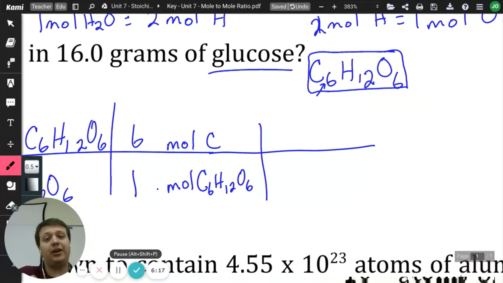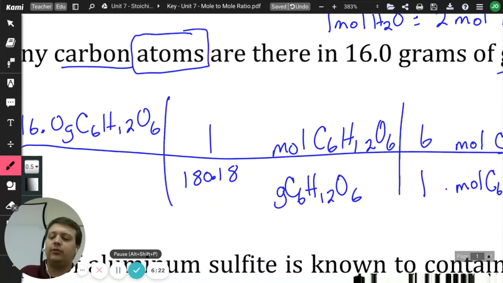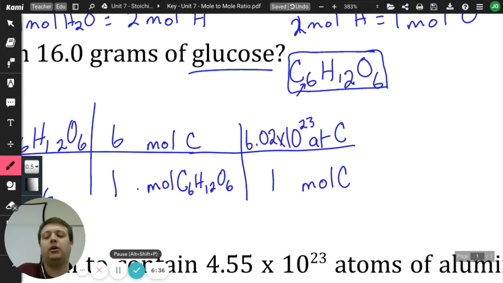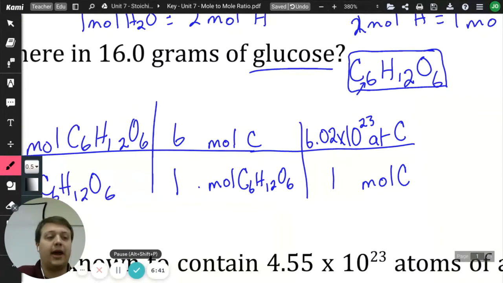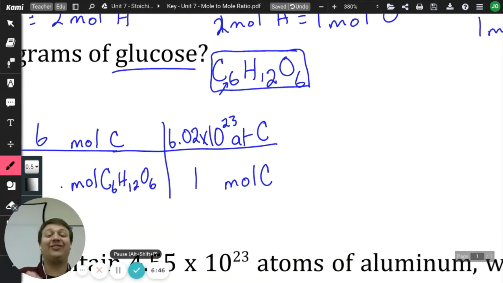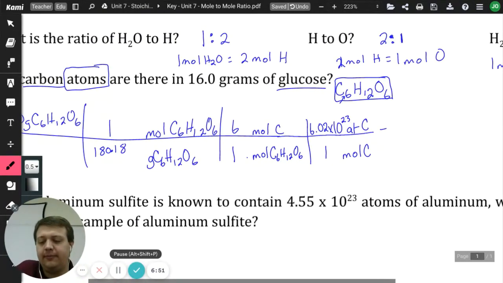So now let's take that moles of carbon and solve for what we're actually looking for, which is atoms. So we're going to go from moles of carbon into atoms of carbon. How do we do that? Well, we learned last class that 1 mole of carbon equals 6.02 times 10 to the 23rd atoms. All right, so now I've got atoms of carbon. And so now what I'm going to do is solve my problem. So I'm going to take all this and plug it into my calculator.